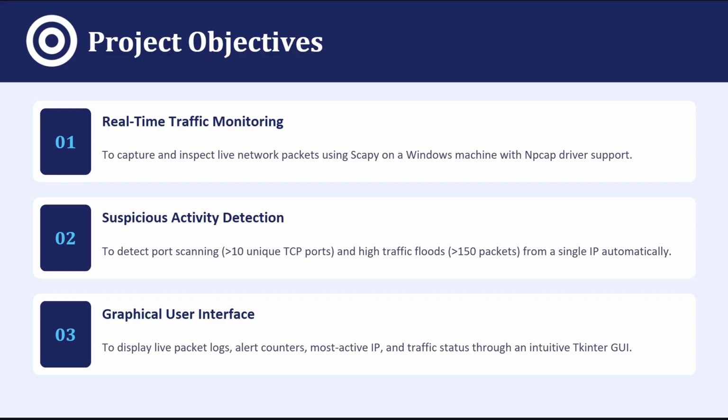They are port scanning, where an attacker probes many ports to find open services, and high traffic flooding, where a single IP sends an abnormal volume of packets. Third, to present all of this through a graphical user interface, GUI, built with Tkinter, so users can see what's happening on their network without needing to read raw packet data.